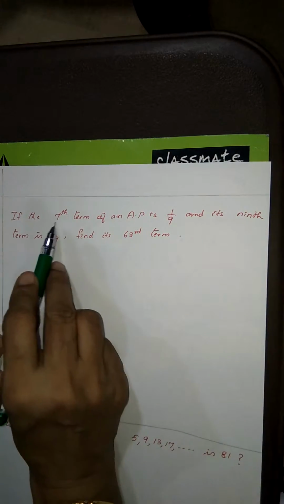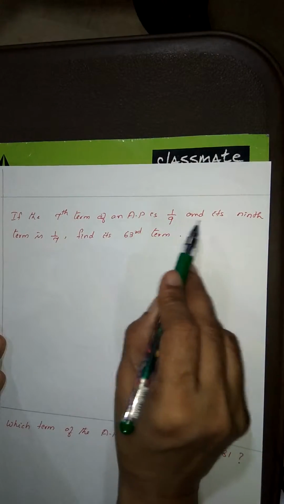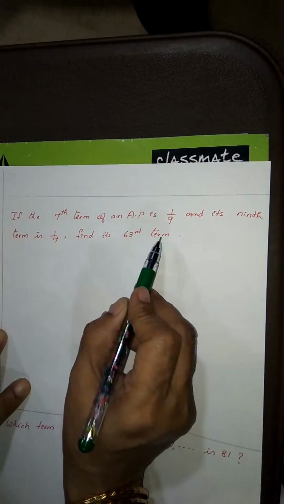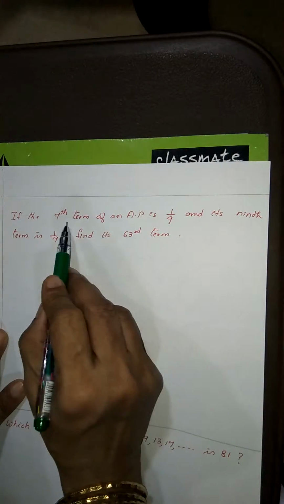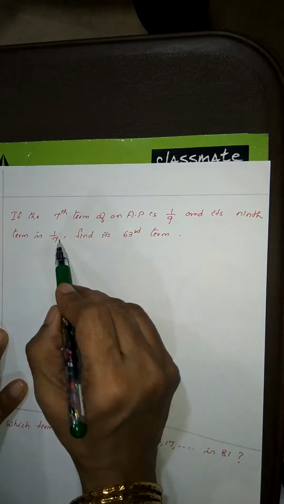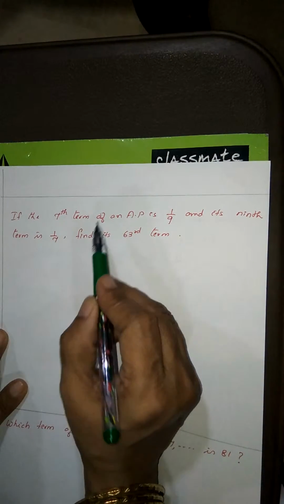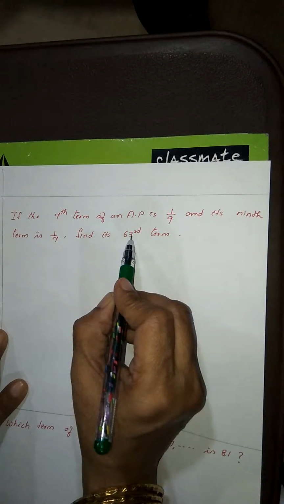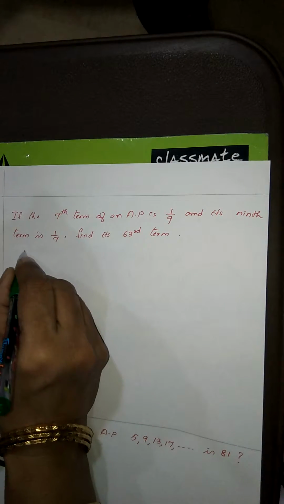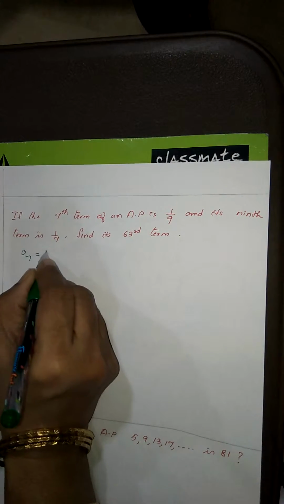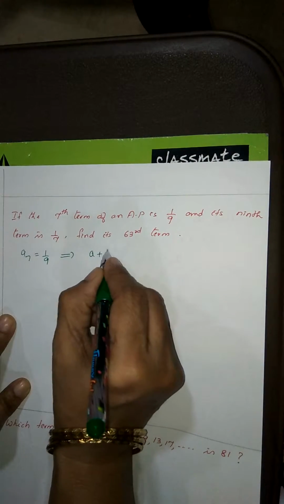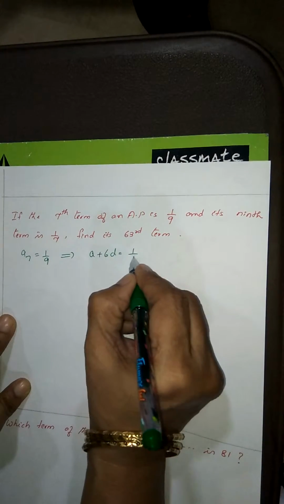Here it is given if the 7th term of an AP is 1 by 9 and its 9th term is 1 by 7, find its 63rd term. So we have to find from these two, we have to find a, the first term, and the common difference. Then we can find the 63rd term. So here we will write this a7 is equal to 1 by 9. That is what is given. That means a plus 6d is equal to 1 by 9.